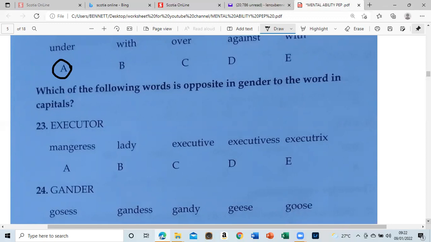All right. So 23 is executor. Is it manageress, lady? Is it executive? Is it executiveness? Or is it executrix? So that would be E.